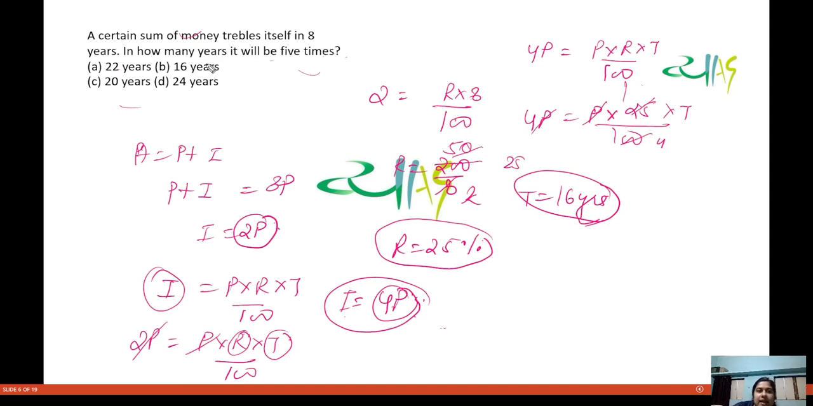So here it is saying in how many years it will become 5 times. For that purpose we used 4P. So this came to be 16 years. Fine.